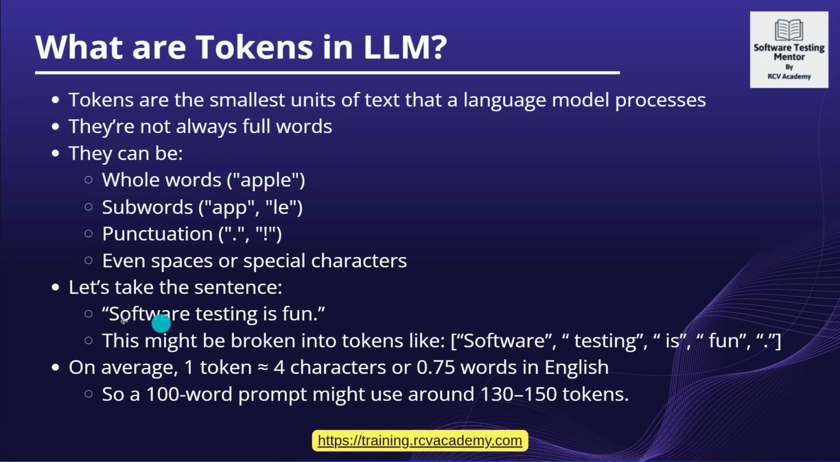For example, software has 8 or 9 characters overall, so this will be broken down into soft and then ware, and testing will be broken down into test and then ing, and maybe a space in between. So internally how exactly that breaking of a word or sentence into tokens happens, the thumb rule is one token is 4 characters.